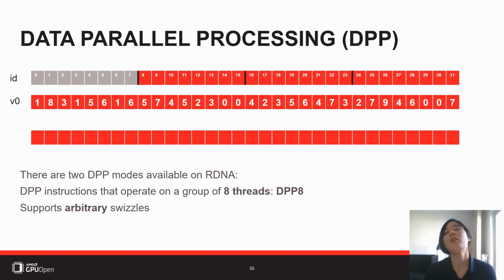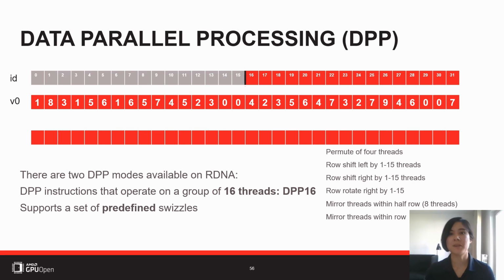For DPP, there are two different modes. The first mode is using DPP along a group of 8 threads. If you just swizzle data in a smaller group, a group of 8, you can arbitrarily swizzle them. So basically you can let thread 0 read any value you want within this group of 8. The same holds for thread 1, thread 2, and so on. So you can swizzle them however you like, and this will be very performant.